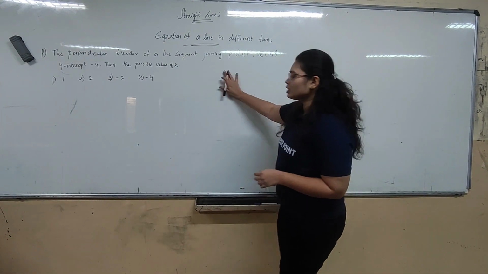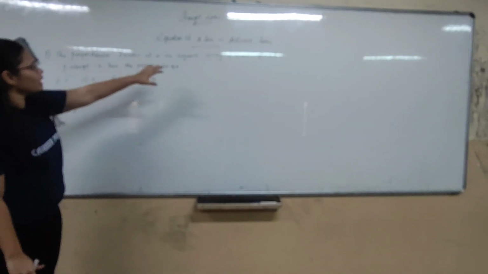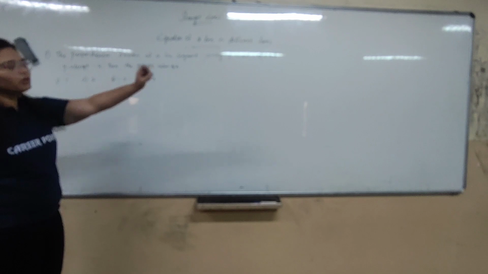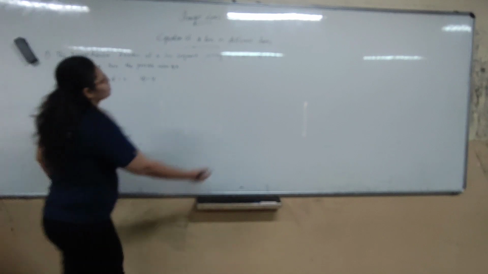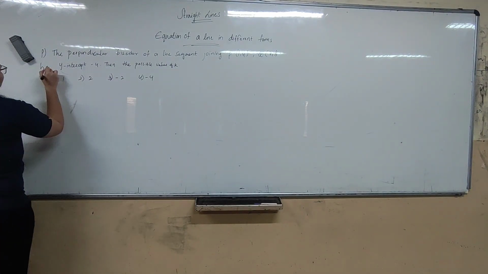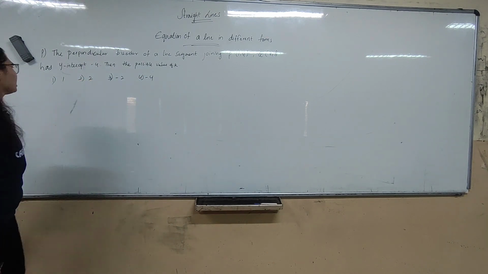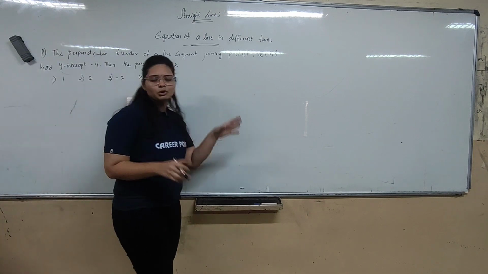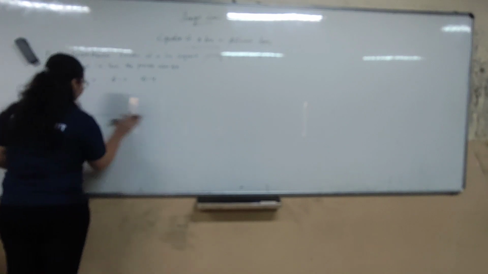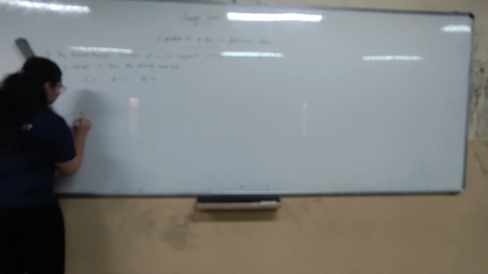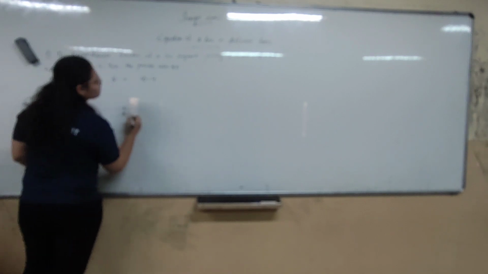Now, let's solve this problem. It is given that the perpendicular bisector of a line segment joining P(1, 4) and Q(k, 3) has y-intercept equal to minus 4. Then find the possible value of k. Right? So, we have 2 points. Let's take the 2 points P and Q. P is (1, 4) and Q is (k, 3).